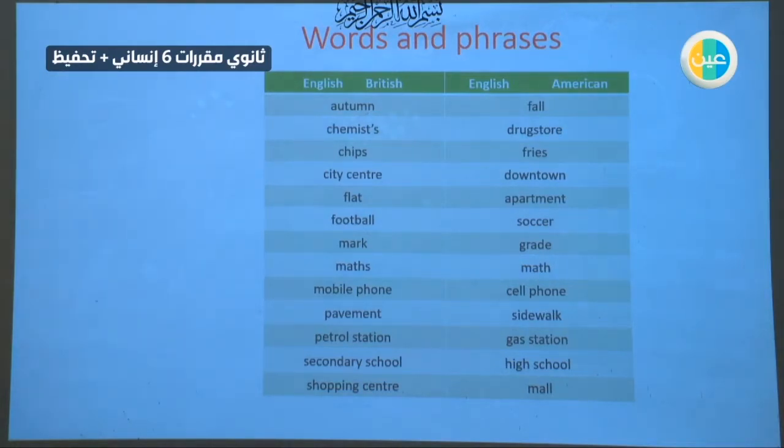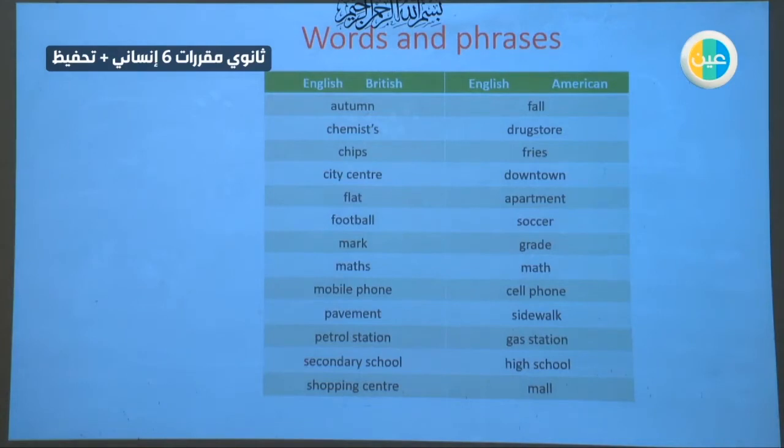Pharmacist. Pharmacy, sorry. Chips, fries. French fries. And for the English, it is chips. City centre, and for the American English, it's downtown. Flat for the British, apartment for American. Football for English, and soccer, as we know, for American. Mark for British, and grade for American. Maths for British and math for American. Mobile phone for British and cell phone for American.